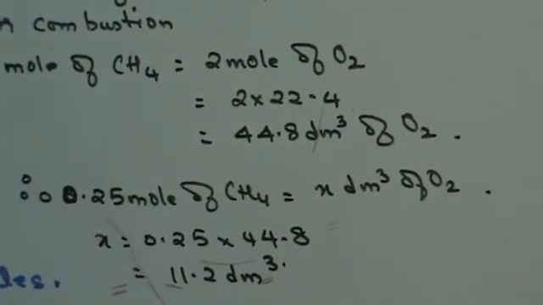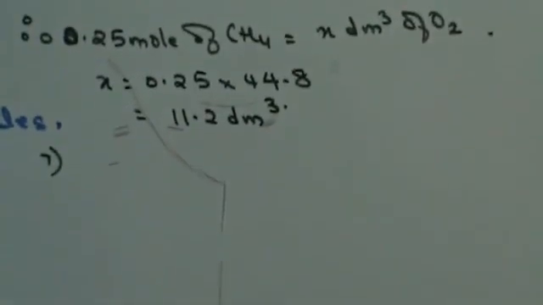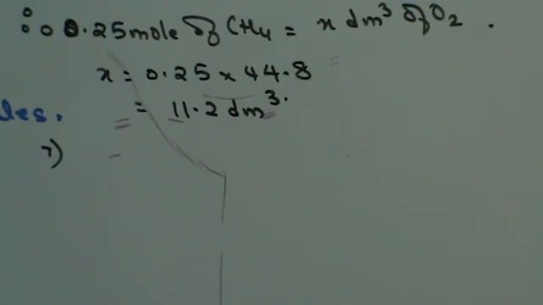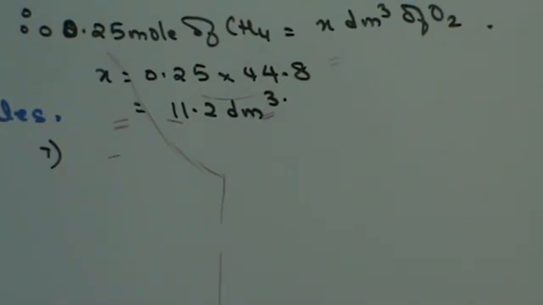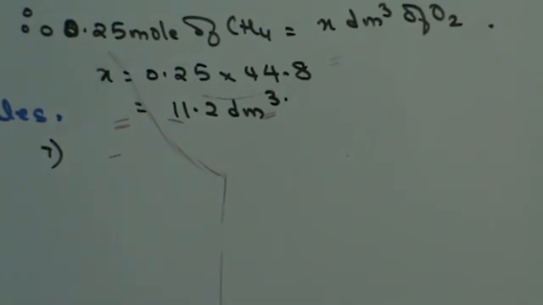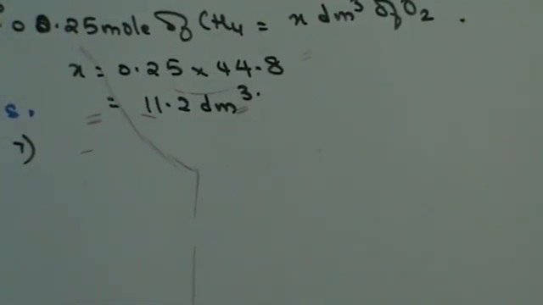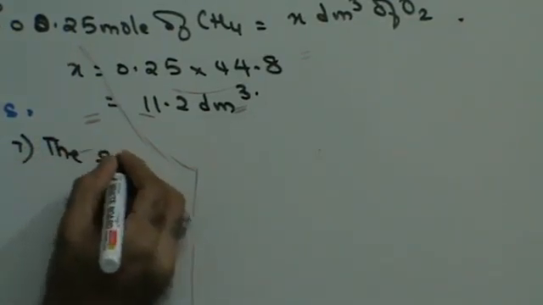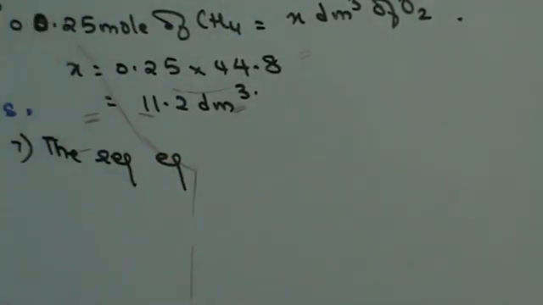Next sum. Calculate the volume of hydrogen required for complete combustion of 0.25 decimeter cube of ethyne. Right? Let's see the required equation.